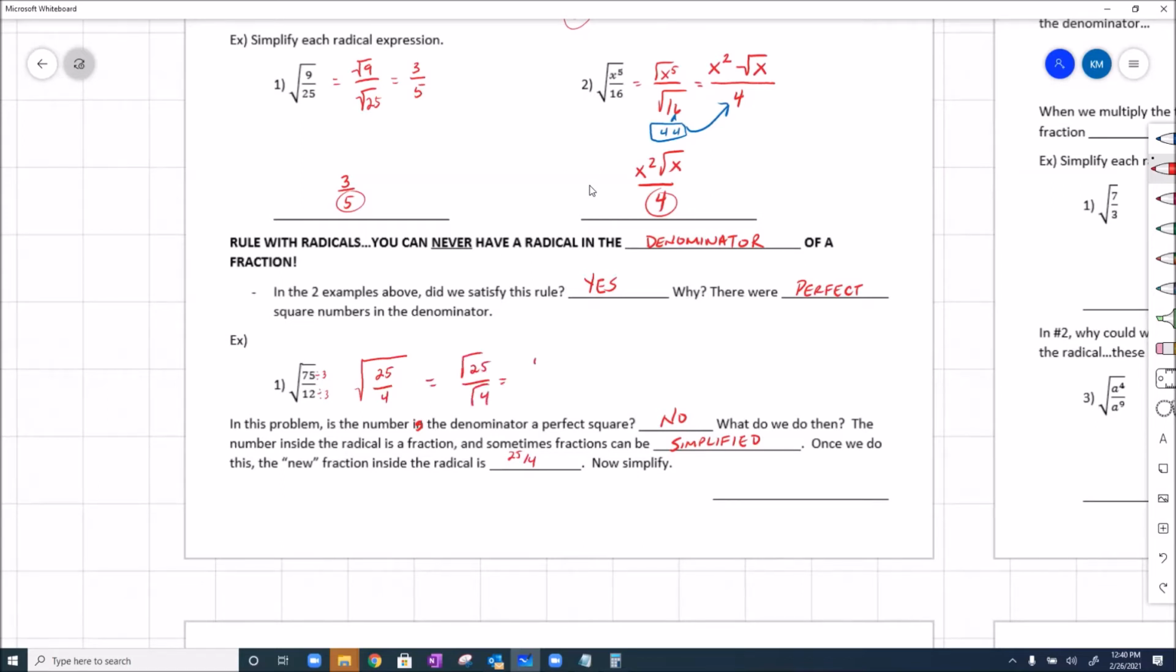What's the square root of 25? 5. What's the square root of 4? 2. So 5 over 2.